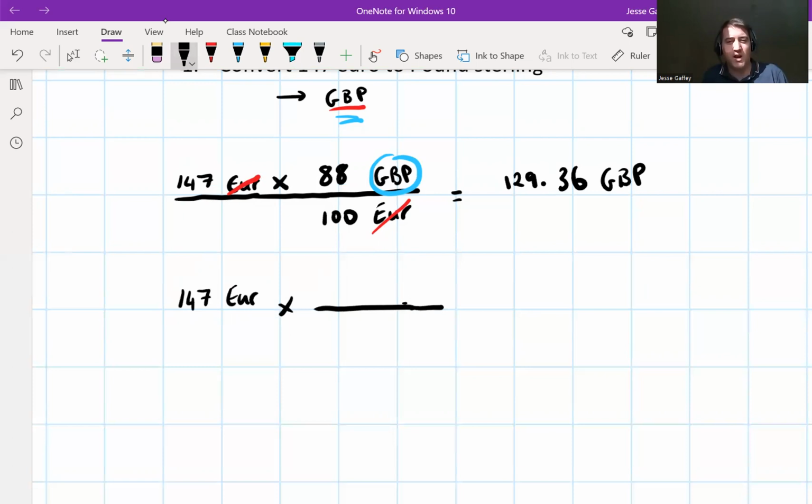I'm just going to say, okay, what do I put on the top? What do I put on the bottom? And again, you're thinking about your units. I want euros to cancel, so I'm going to put euros on the bottom. Now notice I haven't put any numbers on the fraction yet. I always deal with units first.